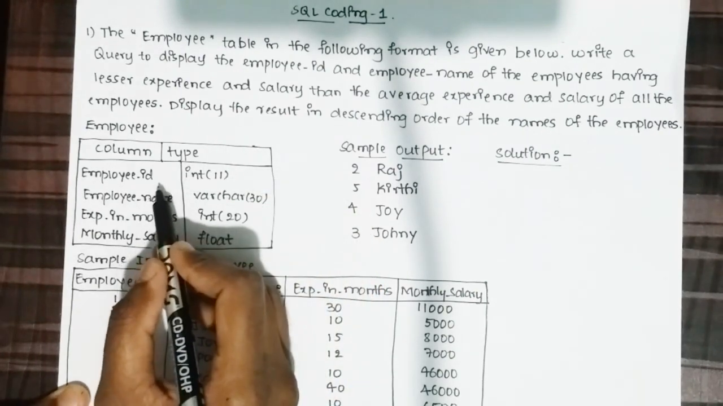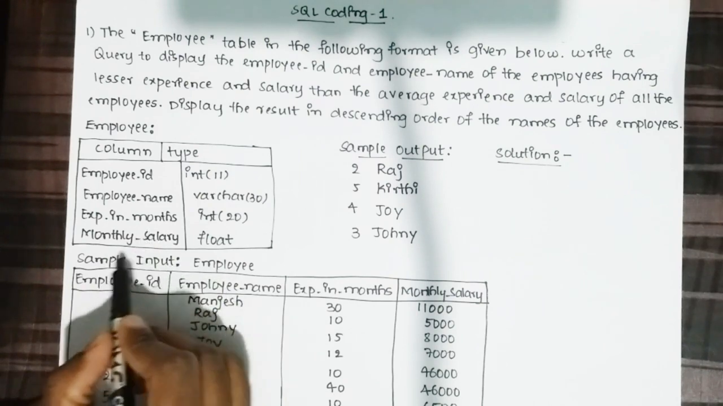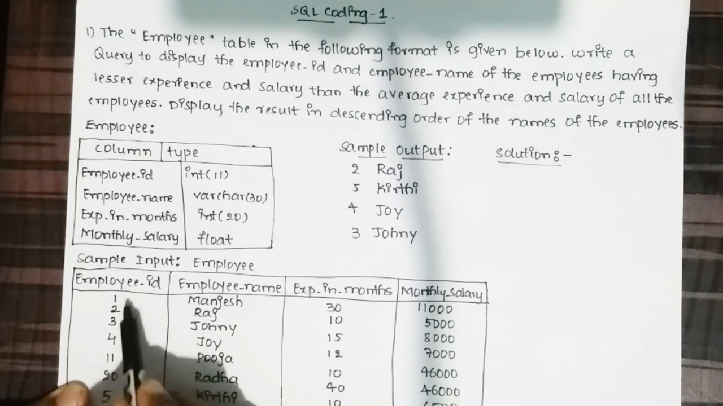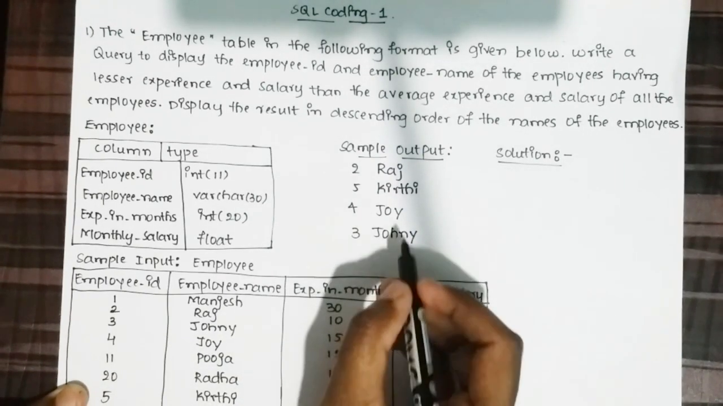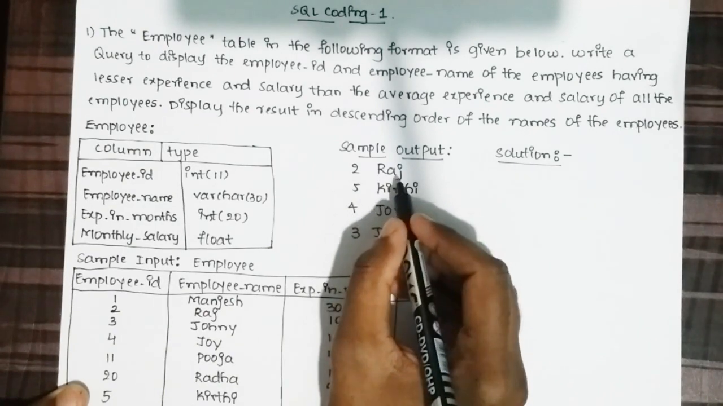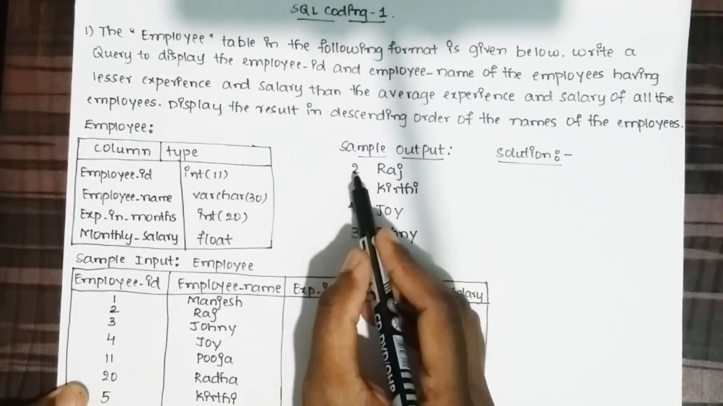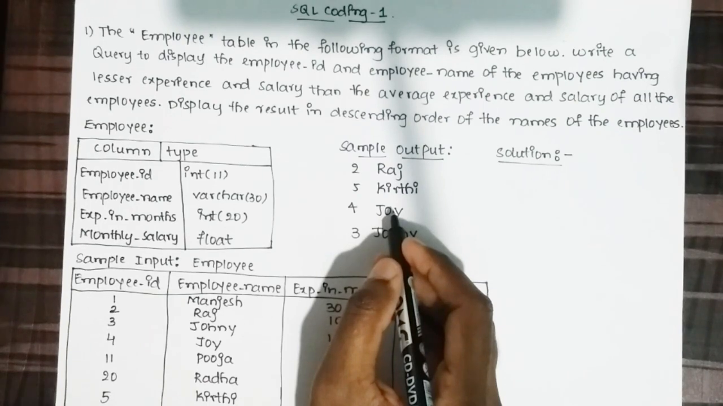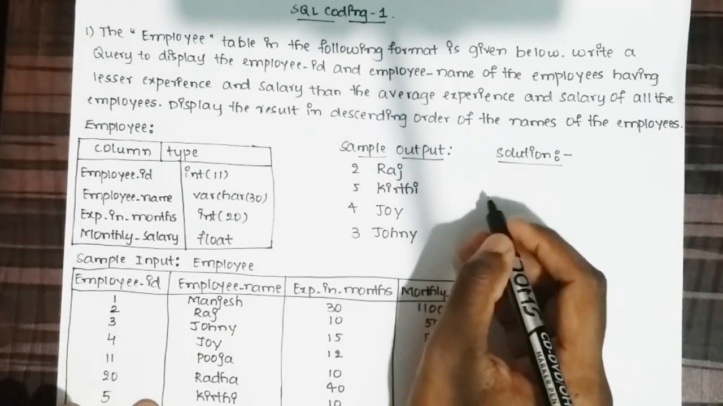So here this is the employee table which is given, which includes employee ID, employee name, experience in months and the monthly salary. And similarly these are the input table which includes the employee ID, employee name, experience in months and the monthly salary. And here you need to obtain a sample output which is given, which includes employee ID and employee name. So you are going to display the ones having lesser experience than the average experience and lesser salary than the average salary.